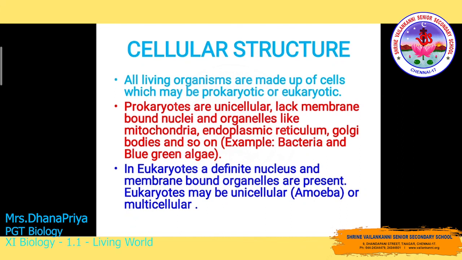Now we see eukaryotes. Eukaryotes have a definite nucleus, that is a true nucleus, found in the cells. Membrane-bound organelles are present. Each cell is categorized into an outer layer and inner layer, and inside there is dense cytoplasm, and inside the cytoplasm there are organelles like endoplasmic reticulum, mitochondria, Golgi body, and vacuoles. Eukaryotes may be unicellular or multicellular.